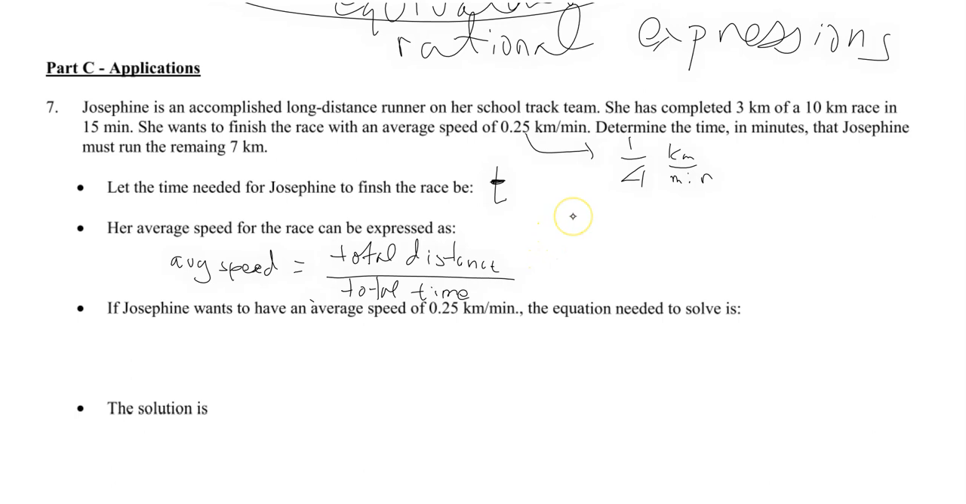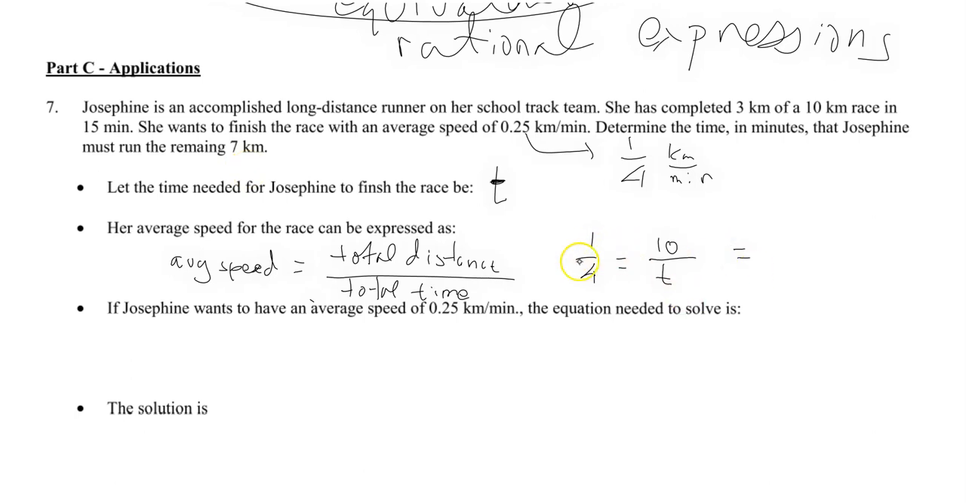So her average speed is the total distance over the total time. She wants to finish the race with an average speed, so we know that and can fill that in. We've got kilometers and minutes, so I could use 0.25, but I'm going to go with 1/4. The total distance she's going to go is 10, a 10-kilometer race. And the total time is what we need to know. When we get the total time from that, we will subtract the 15 minutes that she's already run in order to figure out the remaining time.